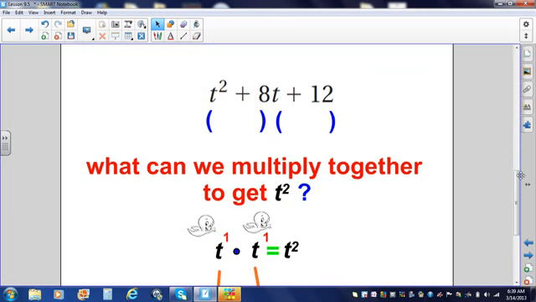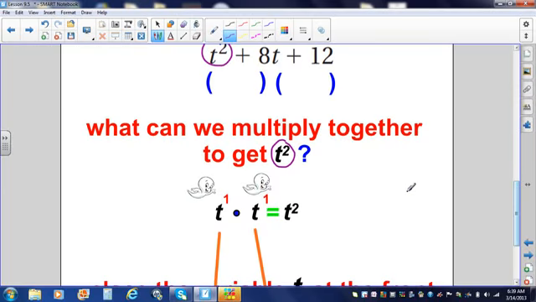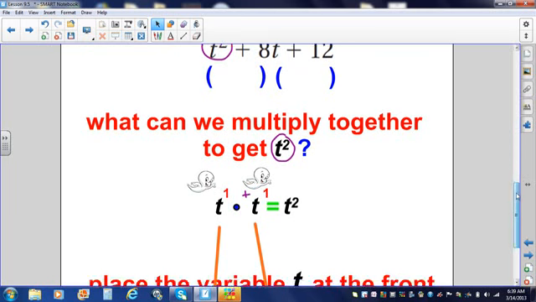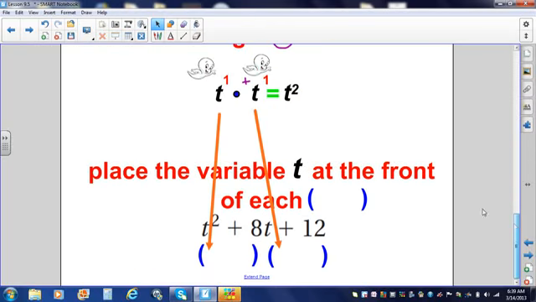Ask yourself, what can we multiply together to get us t to the second power, or t squared? Well, I know that t times t gives me t squared. We have Casper, our friendly ghost. We add the exponents, so 1 plus 1 is 2. So we can multiply t by t to get t squared. So we're going to place this variable t at the front of each of the parentheses. Place the variable t at the front of both of the parentheses.